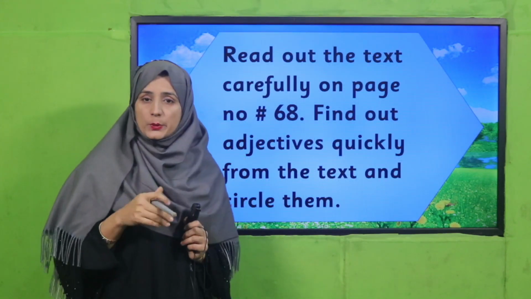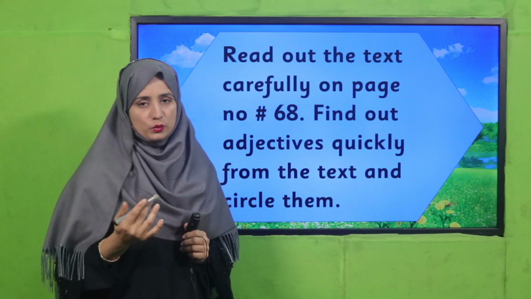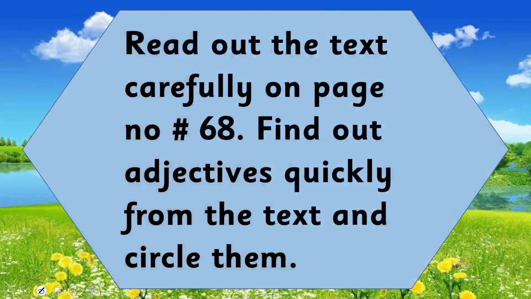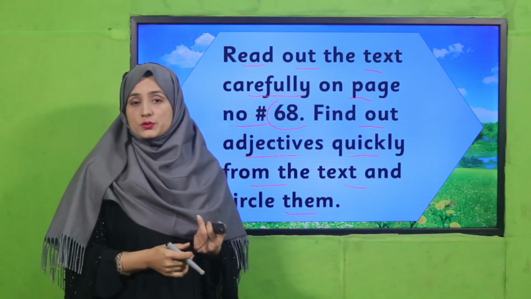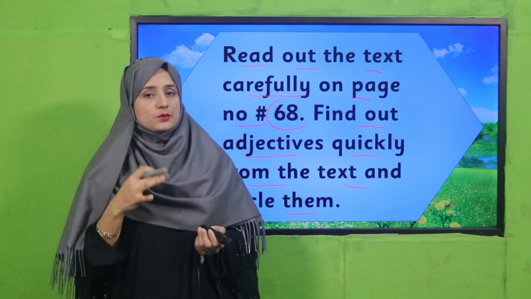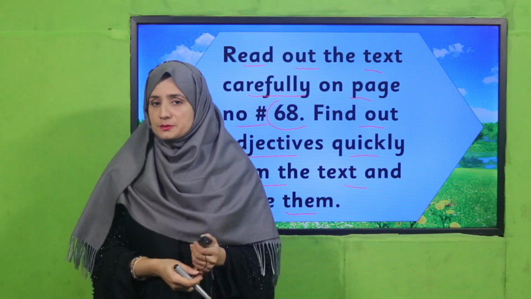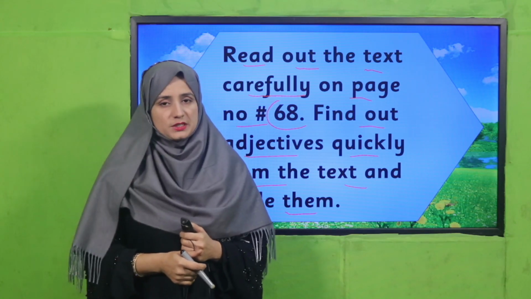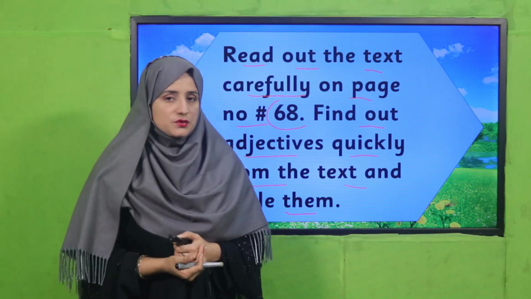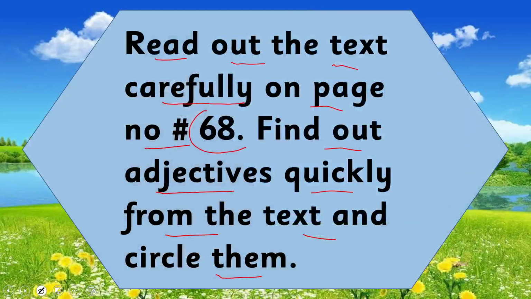It's our brainstorming activity. What you have to do, my students, is read the text carefully on page number 68. Find adjectives quickly from the text and circle them. So yes, my dear students, you have to read your text on page number 68 and after reading, circle the adjectives from it. So pause the video, perform this activity in your class and then come back.